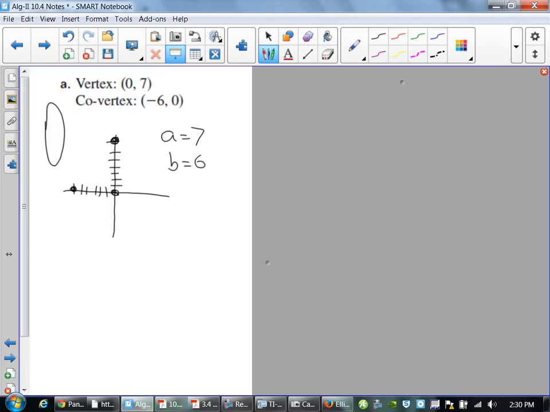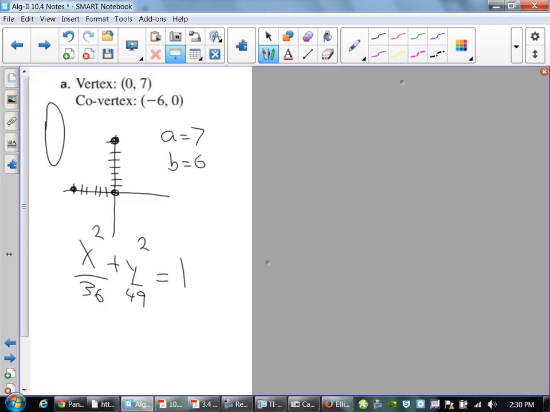It's stretched vertically, so where does the A squared go under? The Y value. Good. So I know I'm going to use x squared over something plus y squared over something equals 1. B squared goes under x, and A squared goes under y. What's 7 squared? And what's 6 squared? 36.